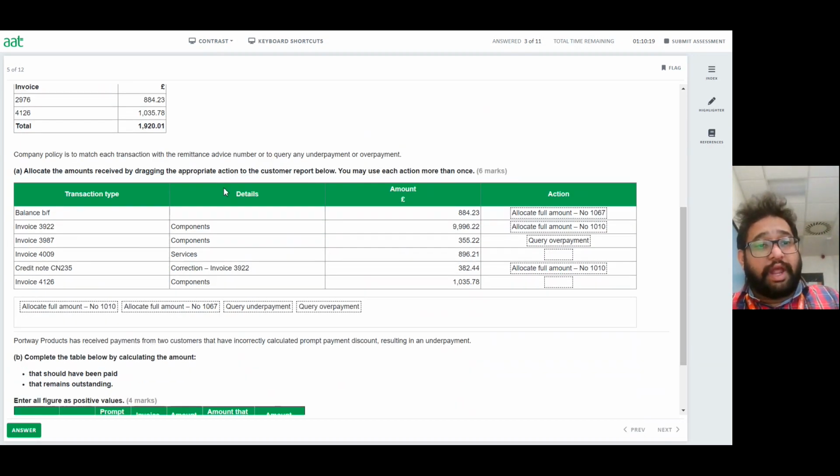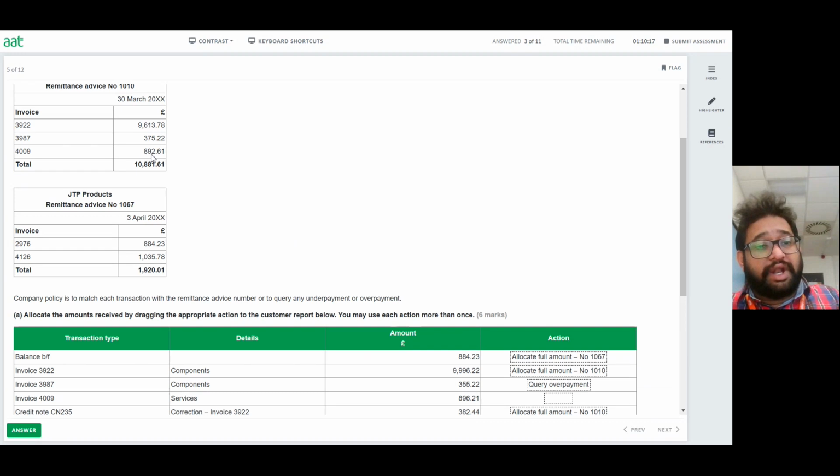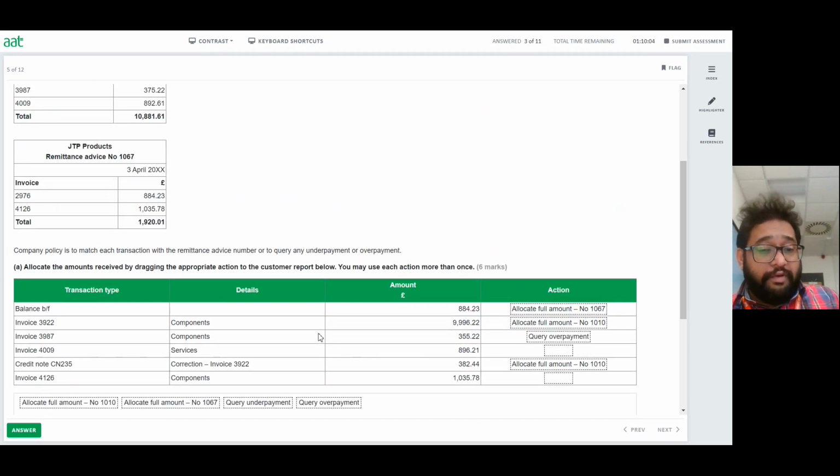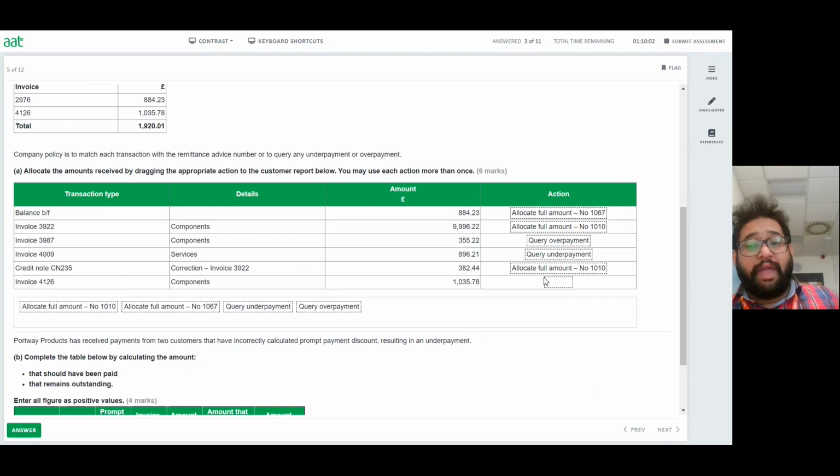So if you look at this one now, this is 892 pounds 61 pence. This is 896 pounds 21 pence. So this amount is higher in my customer report, but the actual payment with the remittance advice is lower. So therefore, we have to query an underpayment here. All right. The first one we query an overpayment. This one is an underpayment. Now let's look at the last one.